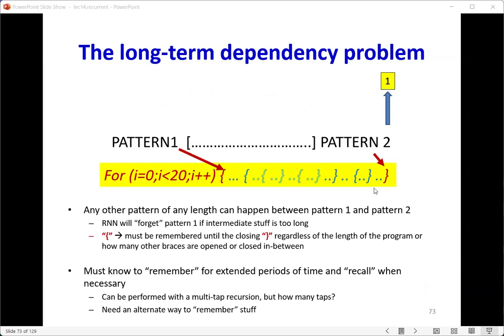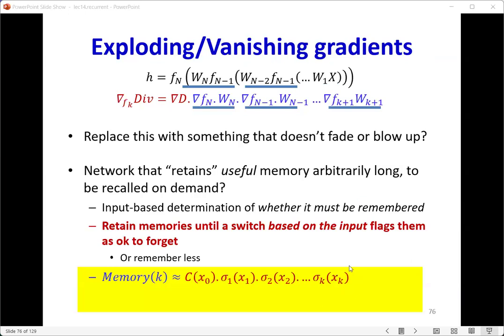And then as each additional character comes in, it's going to keep looking at them, and only when it finally finds a closed brace that closes this one is it going to delete this thing from memory. That's what we're going to do. And so this switch is a switch that analyzes the input and modifies the memory.